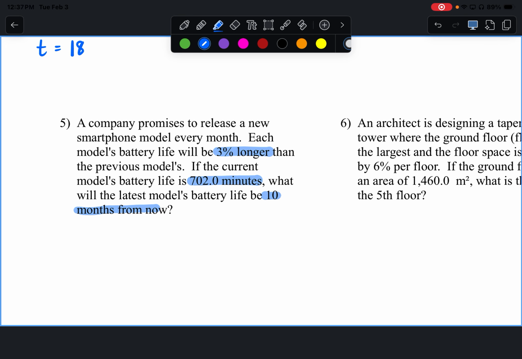Okay, so then we'll do one other one. So number 6. An architect is designing a tapered office tower where the ground floor is the largest and the floor space is reduced by 6% per floor. If the ground floor has an area of 1,460 meters squared, what is the area of the 5th floor? Growth or decay? Decay. Okay.